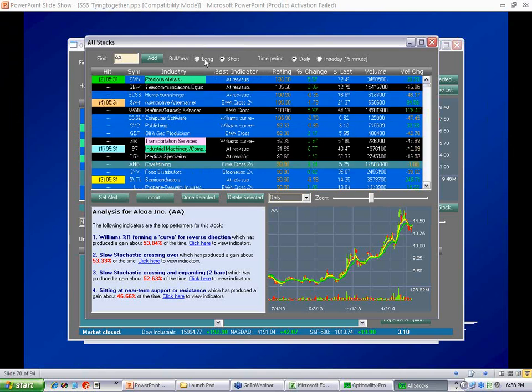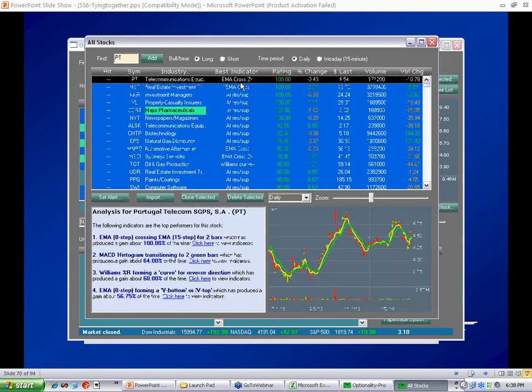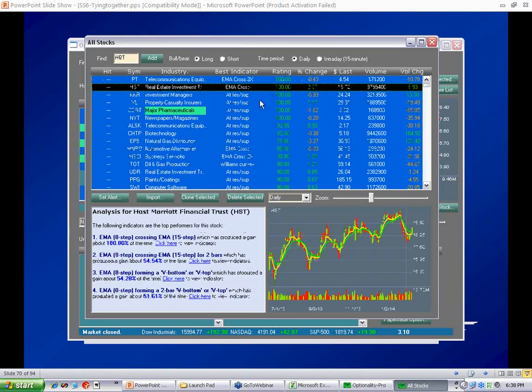Okay, we're on the short side. Let's go on the long side. Okay, these guys here have 100%, which is kind of insane. Remember, that's track record. It's telling us this stock here, HST, which is some kind of real estate, REIT, I guess. It's saying that EMA crossing, the EMA 8 crossing the EMA 15 has produced a gain 100% of the time. That's pretty wild, isn't it? So put that on your watch list, man. Next time that sucker crosses, go in.